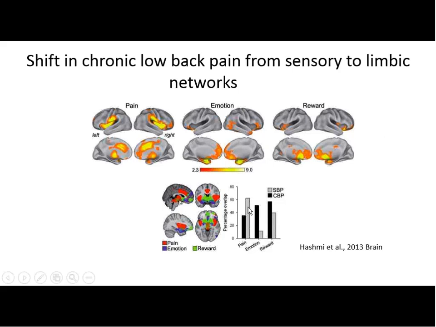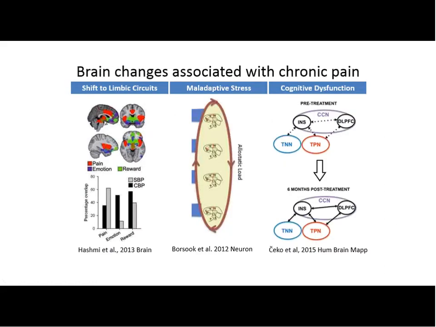And you can see that early on, the subacute back pain is activating the sensory network or pain network, with only a little bit of activation in the emotion and reward networks, whereas once the pain has become chronic, the chronic low back pain patients are showing relatively little activation of pain-related areas and increased activation in emotion and reward areas. So more evidence for this shift from sensory involvement to more limbic or emotional circuitry.